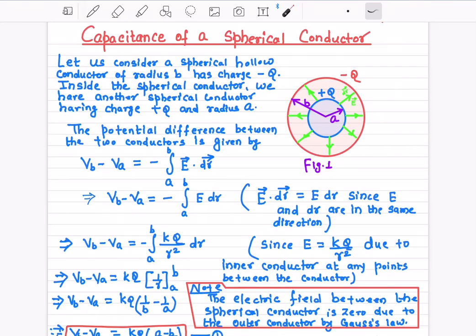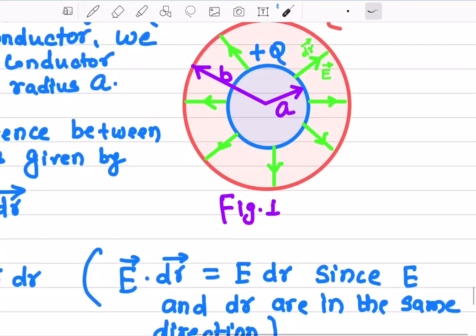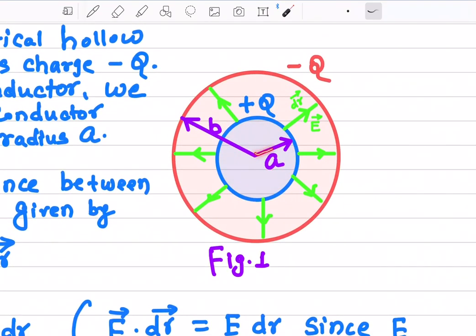So let's say you have two spheres. This is a solid sphere and this is the hollow sphere. Inside this red sphere, we have another sphere. Let's assume the amount of charge on each sphere is minus q and plus q. So these are the charges on the spheres. The radius of the inner sphere is a and the outer sphere is b.